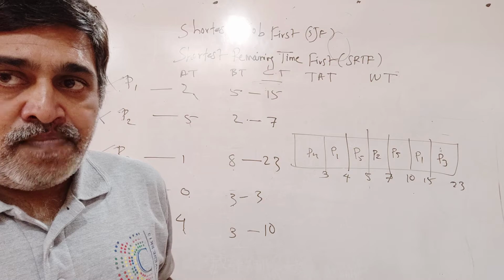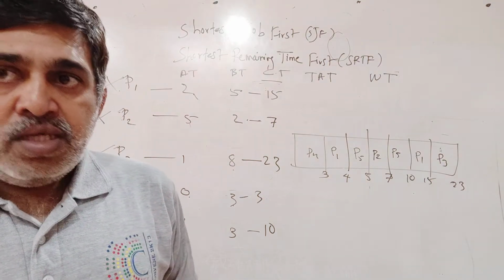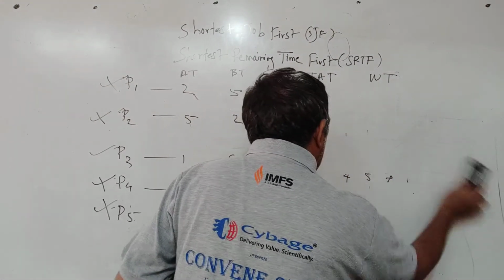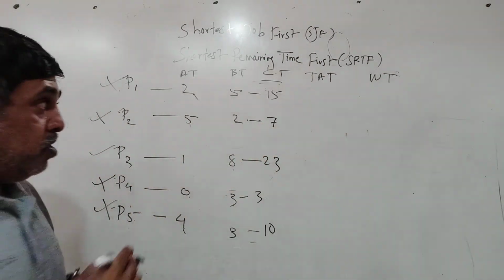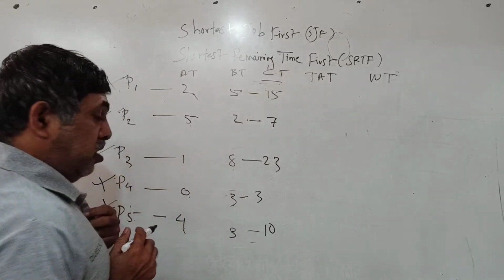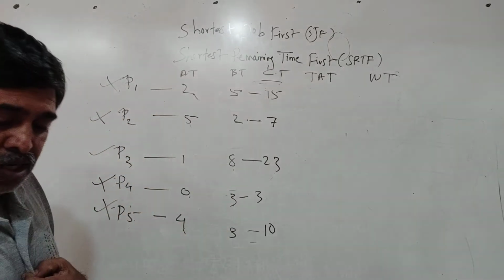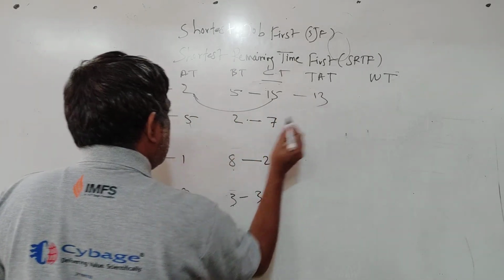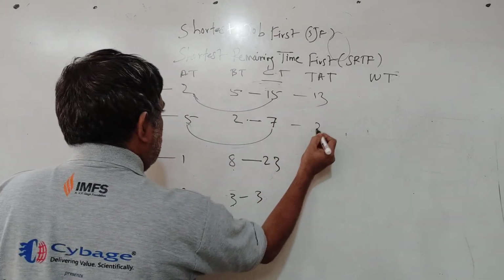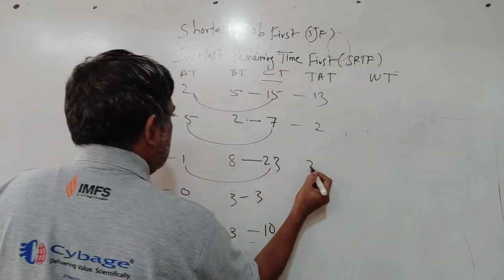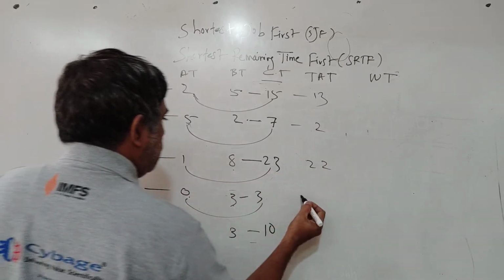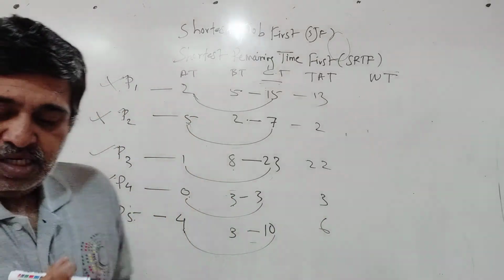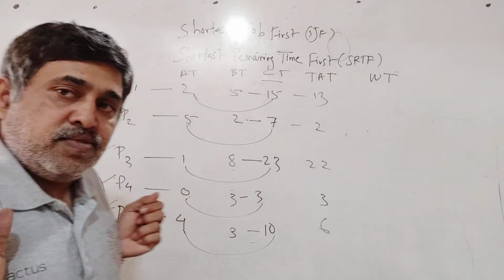And now the remaining calculation of two important attributes, turnaround time and waiting time, can be easily computed as we have seen in the previous method, in the non-preemptive method. So let's calculate turnaround time and the waiting time. Turnaround time: 15 minus 2, 13; 7 minus 5, 2; 23 minus 1, 22; 3 minus 0, 3; 10 minus 4, 6. Just as simple as that.